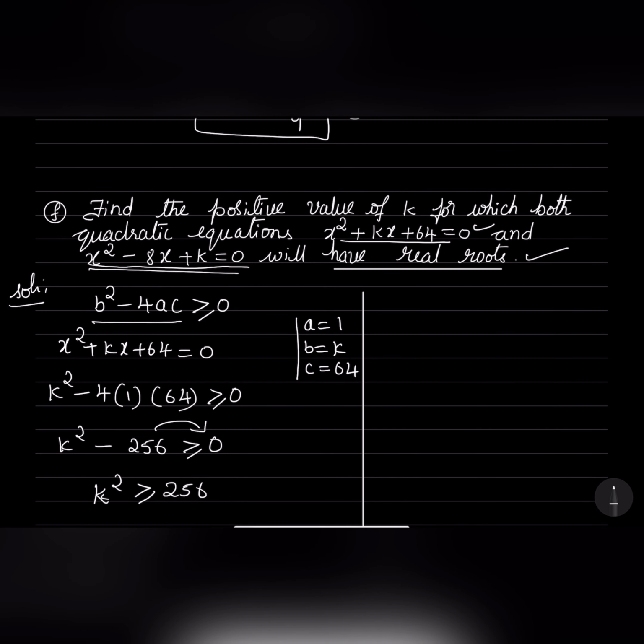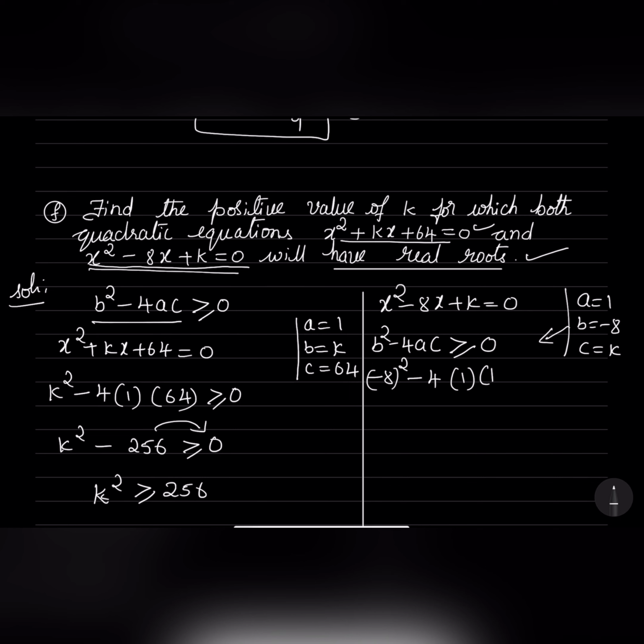They have given x square minus 8x plus k equal to 0. And we will take again the same thing, b square minus 4ac. a is 1, b is minus 8, c is k. So, b square minus 4ac, they have real roots, so greater than or equal to 0. Substituting these values, we will get (minus 8) whole square minus 4 into 1 into k is greater than or equal to 0. So, this is equal to 64 minus 4k is greater than or equal to 0.